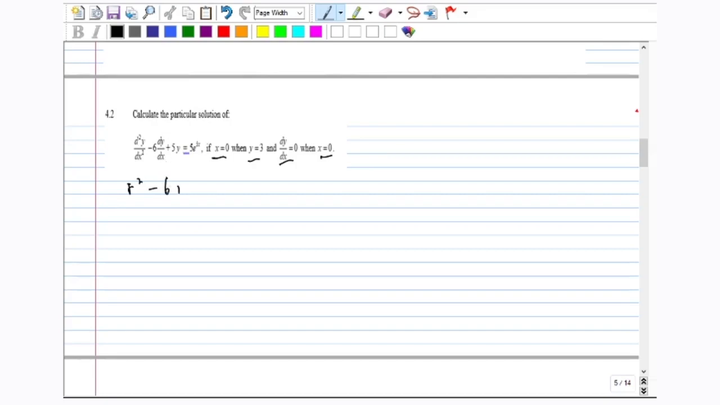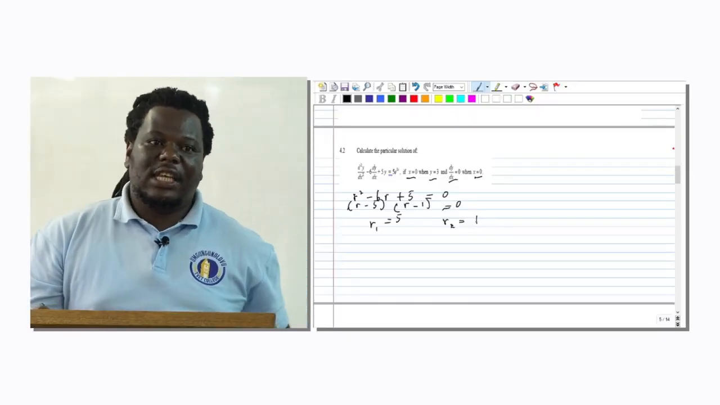We said dy over dx is going to be r, so we put r. We said the coefficient of y is going to be q, so this is the value of q now, which is 5. You equate it to 0. Then you need to solve for your r values, which are your roots. Obviously, you are factorizing. So in this instance, you'll have (r minus 5)(r minus 1) equal to 0. Therefore, your r1 is going to equal 5 and your r2 is going to equal 1. Then you check. Your r values in this instance are not equal.